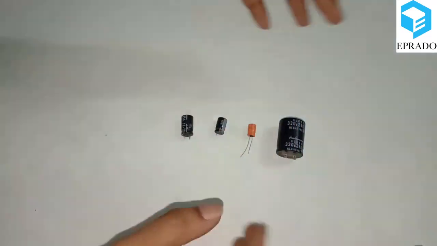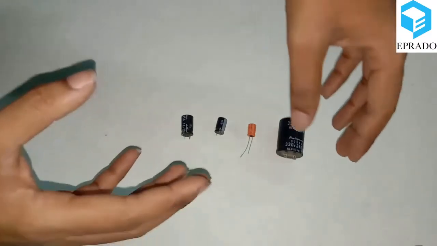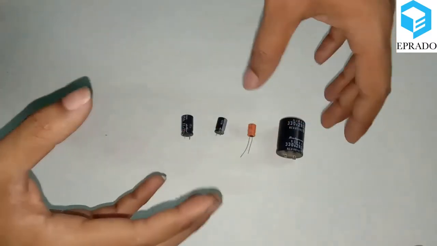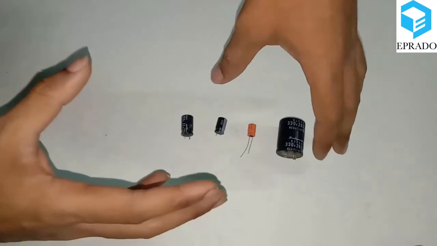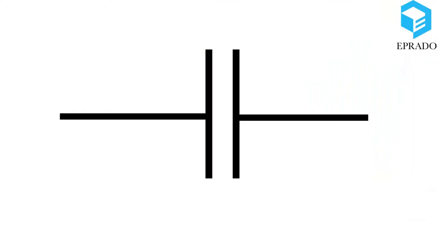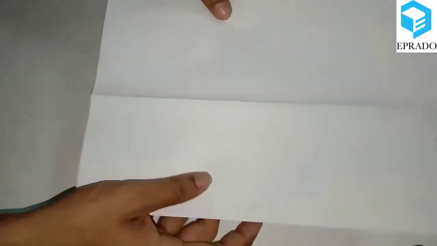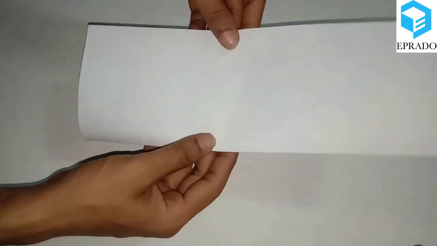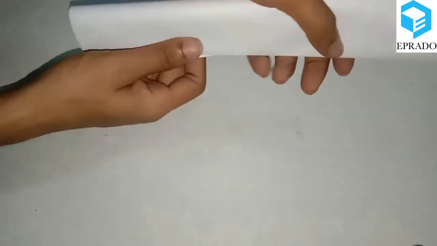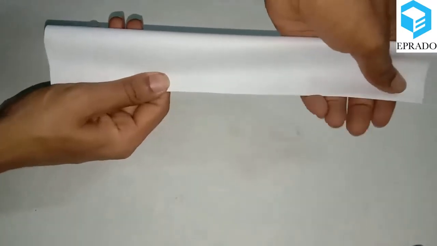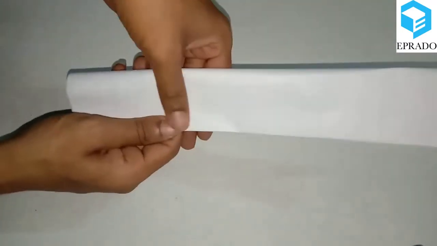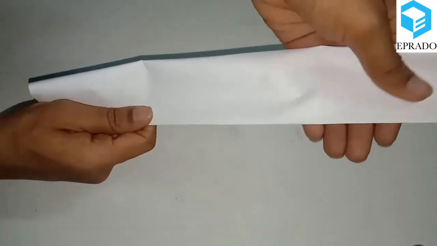Okay, now we will make a small model of a capacitor and we will learn why there is a specific symbol for capacitor. This is the symbol of capacitor. Now we will recreate the symbol using paper and beads. Children, first take a sheet of paper and fold it at its center like this, and again fold it and make a sheet like this, make it flat.